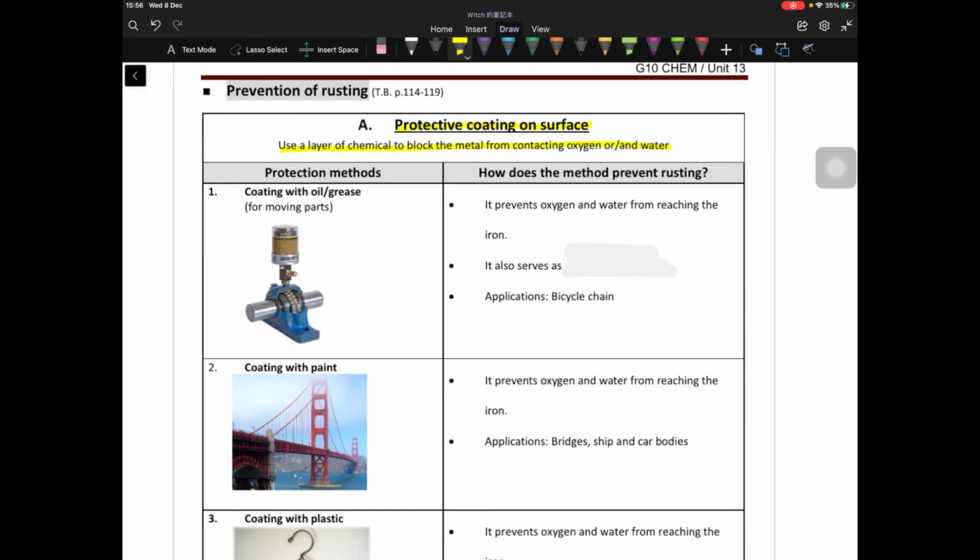Now, the first part is in case the iron object you're going to protect is a moving object, for example, the gears in a machine. We apply a layer of oil or grease, because oil and water cannot mix together well, right? So a layer of oil or grease can prevent oxygen or water from contact with the iron. And there is a bonus, because the oil can serve as a lubricant. One daily example is a bicycle chain.